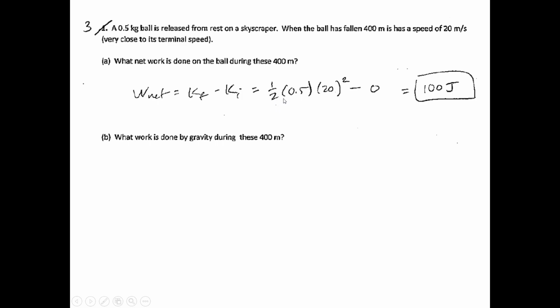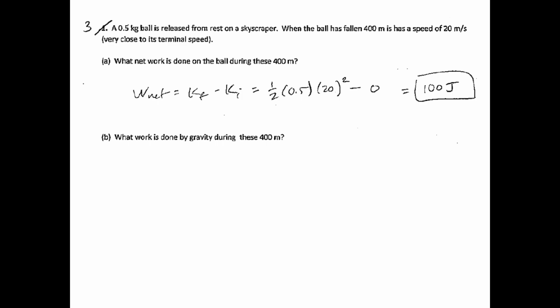So the final kinetic energy is 1/2 times the mass times the final speed squared. Initial kinetic energy, that's 0. It was going at 0 speed then. Crank those through and you get 100 joules is the net work that was done on it. B: What work is done by gravity during those first 400 meters of falling?